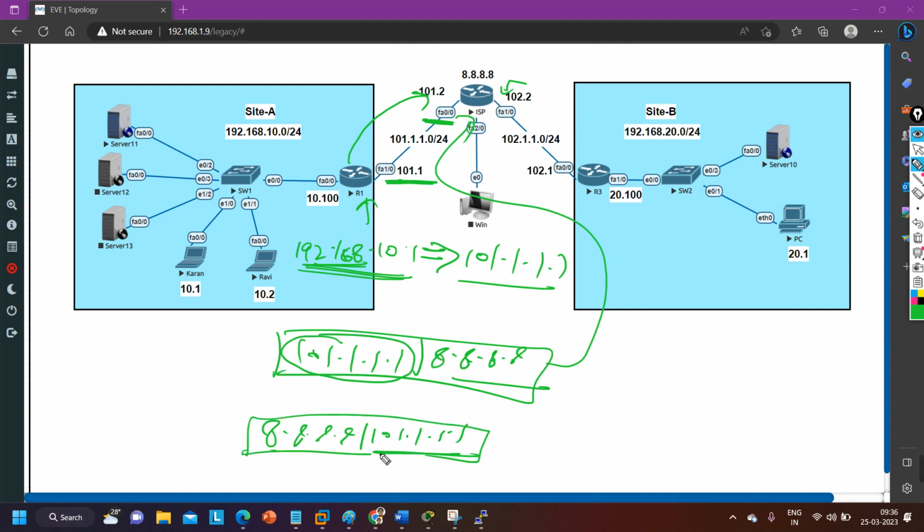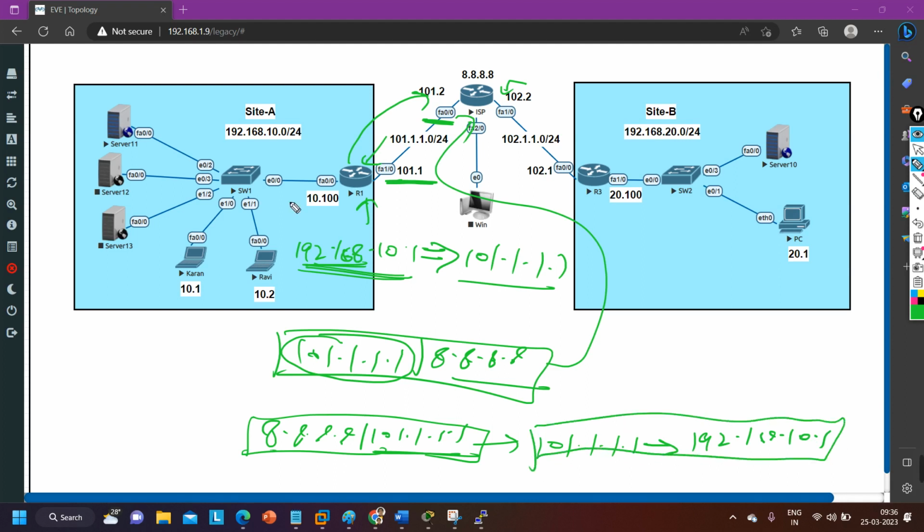Yes or no? Yes. And when the router receives this reply message, what will this router do again? This time this router is going to translate destination 101.1.1.1 into 192.168.10.1. So this is NAT. This is how NAT works. Whenever it receives traffic on the inside interface, it will translate the private source IP address into public, and whenever this router receives any traffic on the outside interface, it will translate the destination public into private.